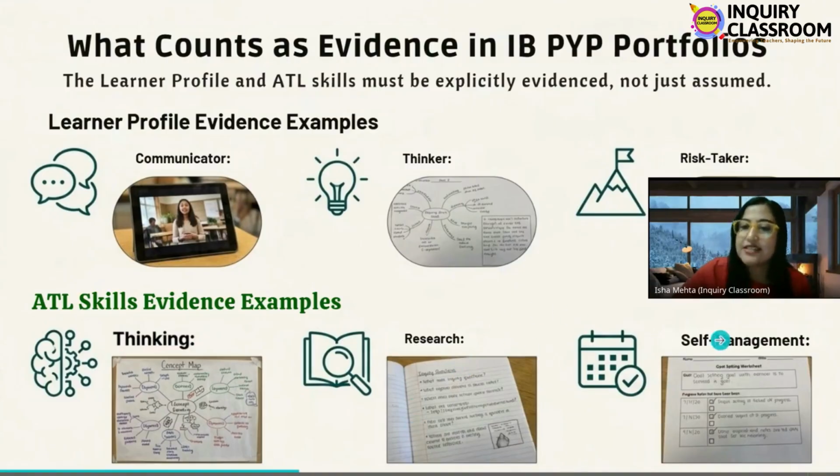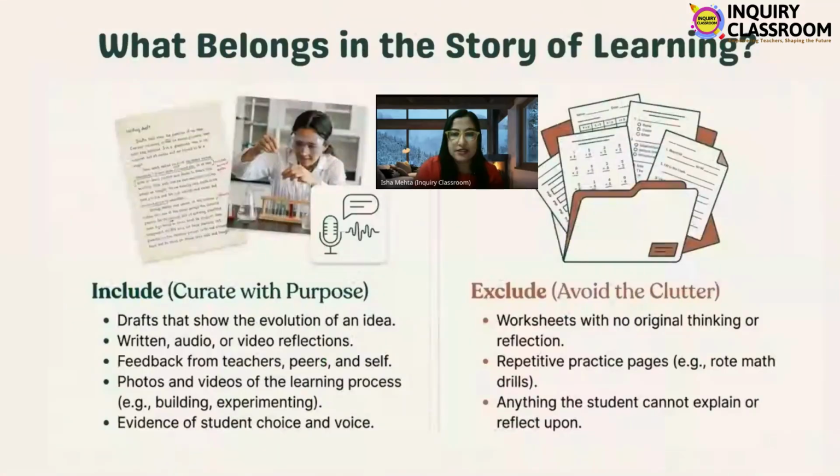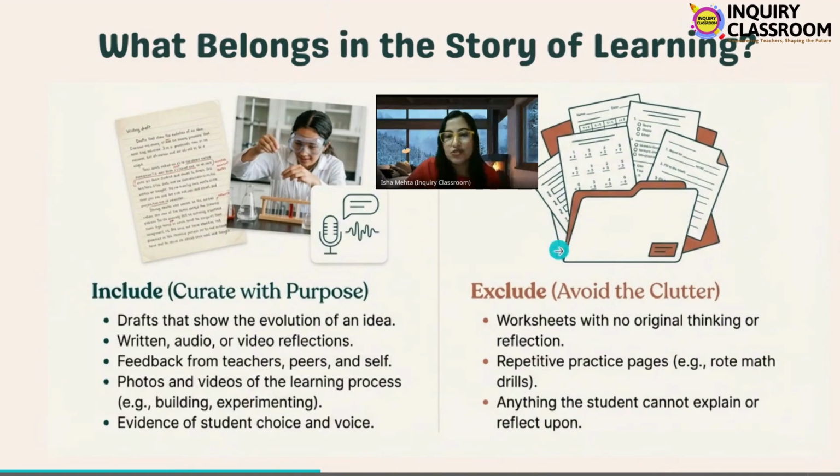And last but not least, the self-management skills. Just an example: we can explore or encourage our learners to choose a sample that can easily be connected with a learner profile attribute or ATL skill. What exactly belongs in the story of learning? What is to be included and what can be excluded? So we'll talk about what is to be excluded first.